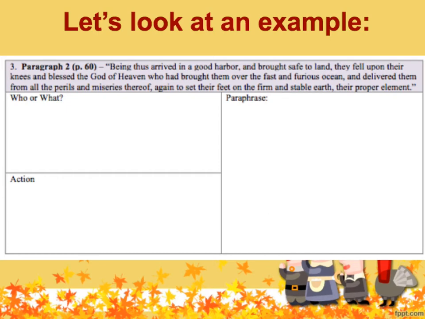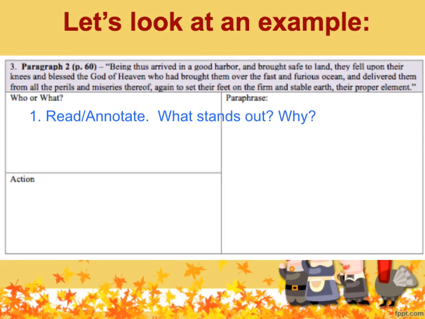But I just kind of want to recap exactly what it is that you're doing so that we can make sure that we really understand where we're going with this information. So the first step that you took was to actually read and annotate. And I want you to ask yourself, what stands out? Why? That might mean underlining, that might mean adding notes on the side.